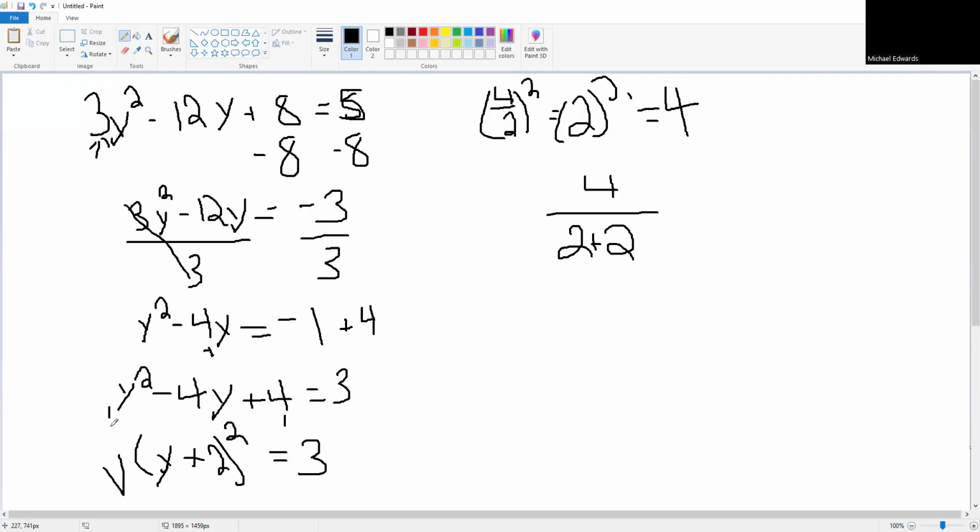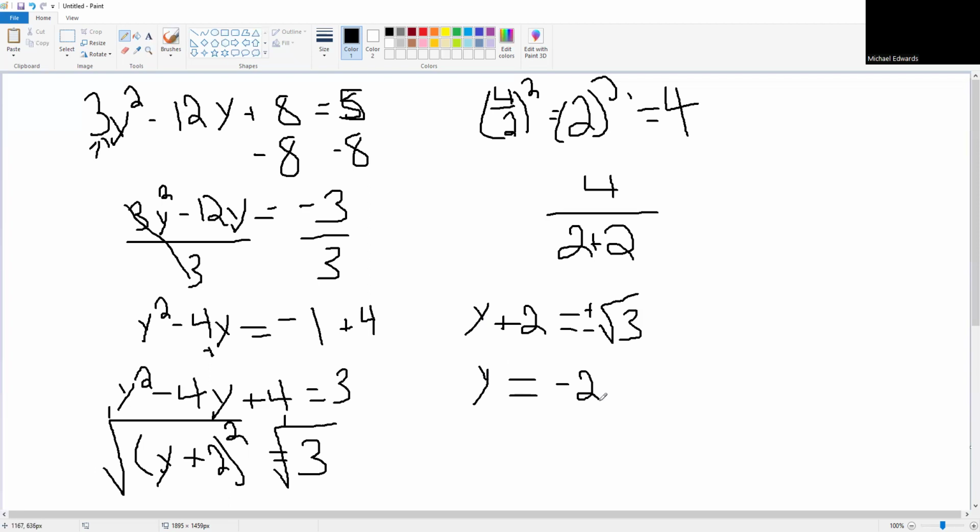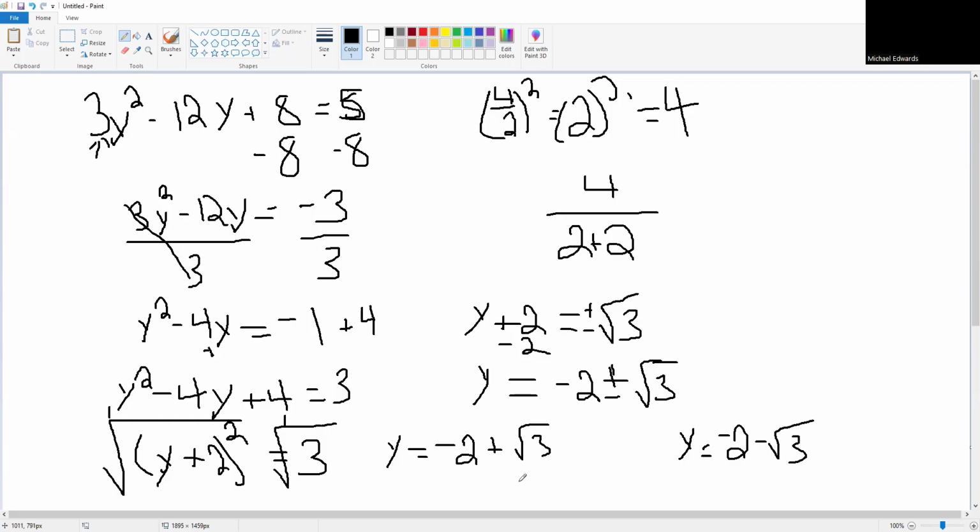Now we can solve that by using our handy dandy square roots. And that gives us y plus 2 equal to plus or minus the square root of 3. And now y equals negative 2, because I'm moving this 2 over, plus or minus square root of 3. And you would solve this by saying y equals negative 2 plus square root of 3, and y equals negative 2 minus the square root of 3. And you can do those on your calculator. You're going to get 0.27 something.